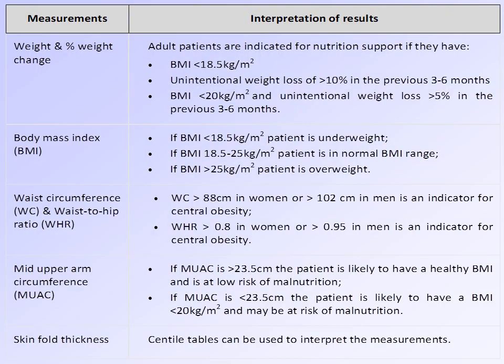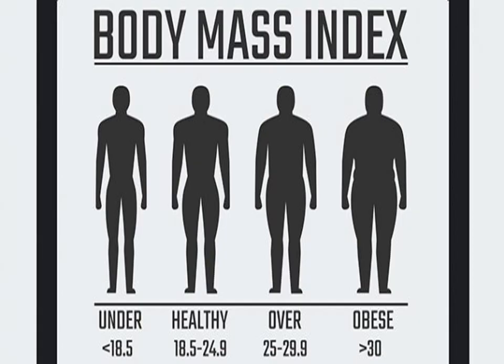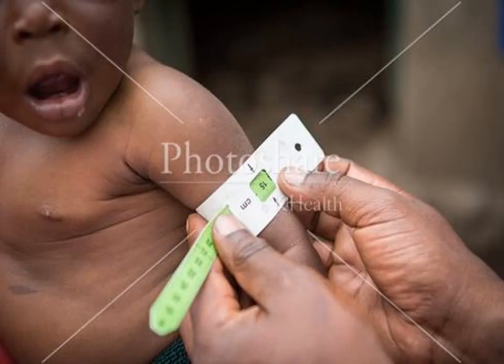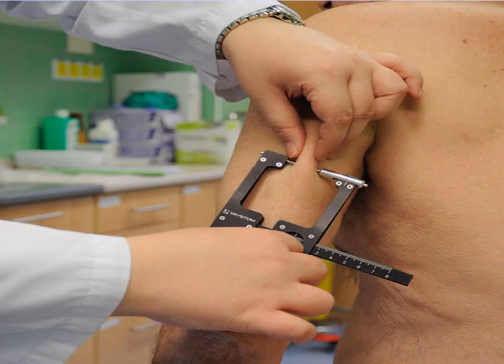And this table shows the measurements of anthropometry. This is an explanation of the body mass index, and it can show undernutrition, underweight, healthy weight, overweight, or obese. This is an example picture for the waist circumference and the hip circumference. This is for the mid upper arm circumference, and this is for skin fold thickness.